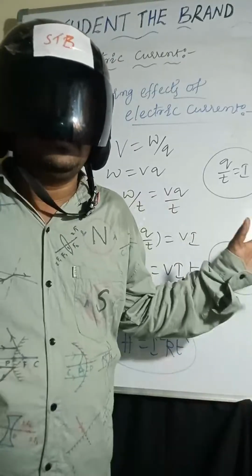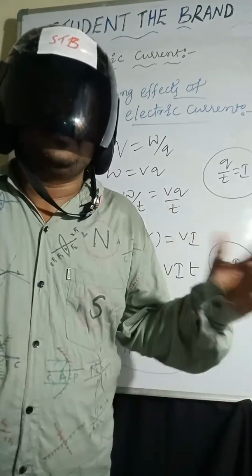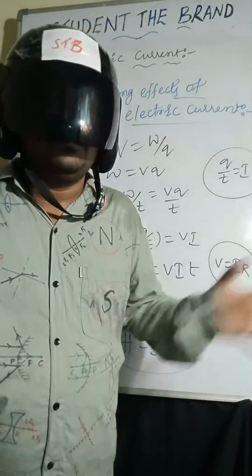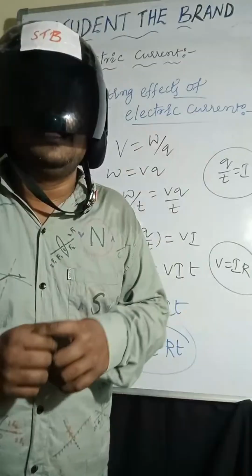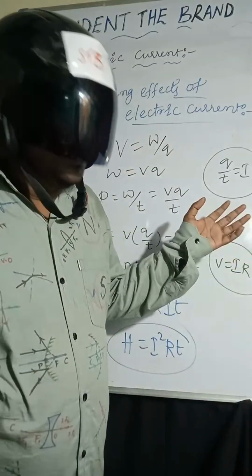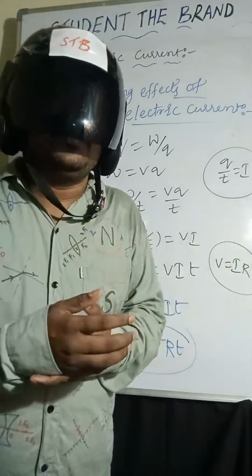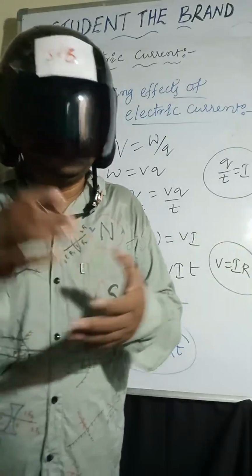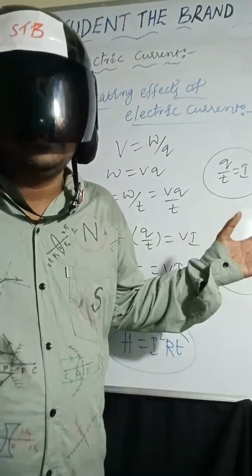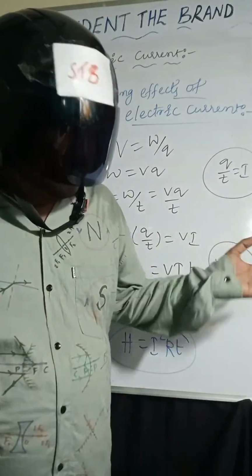I hope it is very clear, right? So, from the start, electric current until the heating effect of electric current and its applications. What are those? Electrical oven, electrical cooker, iron box, room heaters. These are examples of the heating effect of electric current.